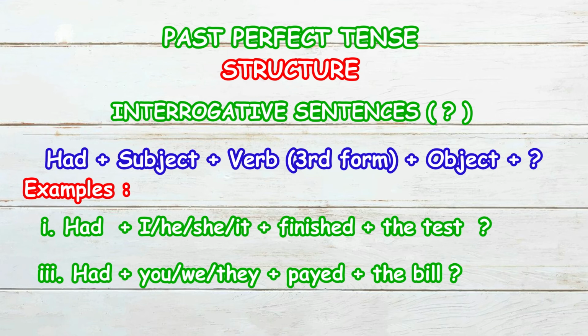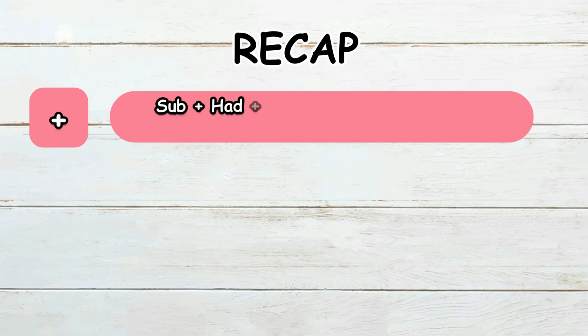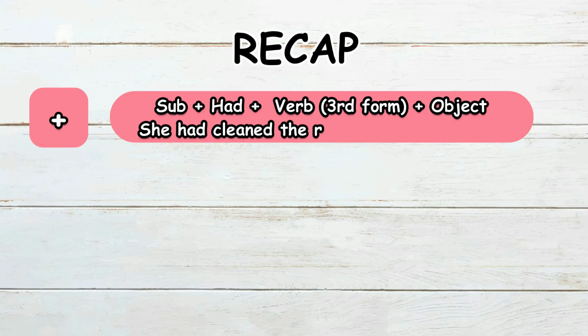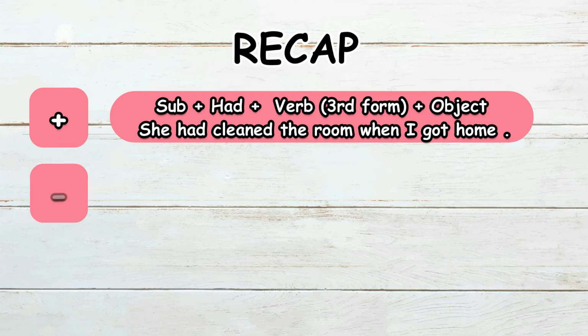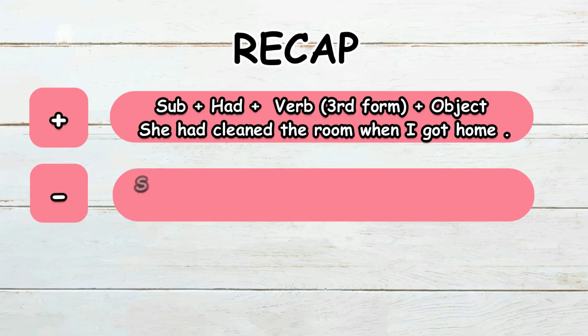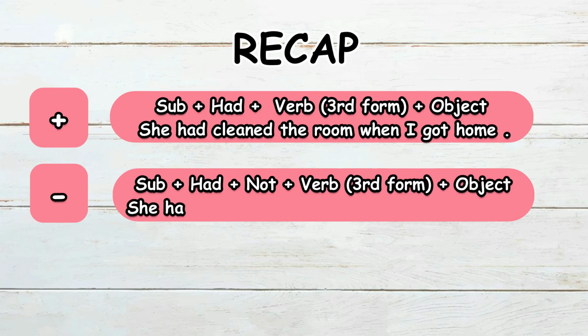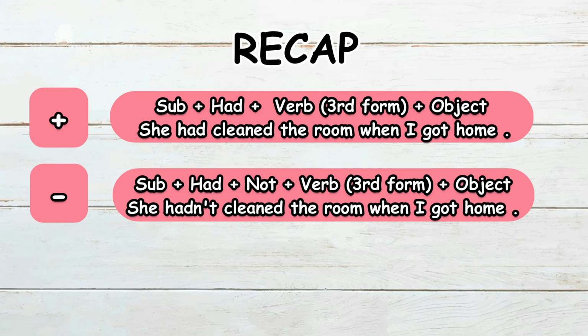So friends, this was all about past perfect tense. Let's recap today's lesson. The structure in the positive sentence is subject plus had plus verb's third form plus an object. Hence, she had cleaned the room when I got home. The structure in the negative sentence is subject plus had plus not plus verb's third form plus an object. Hence, she hadn't cleaned the room when I got home.